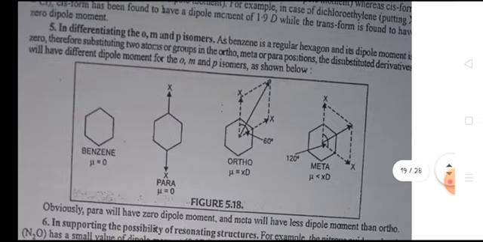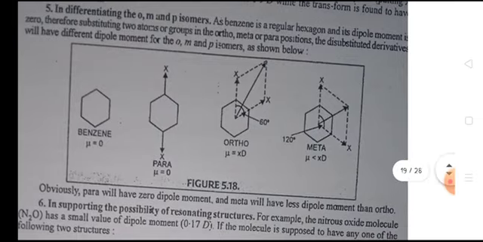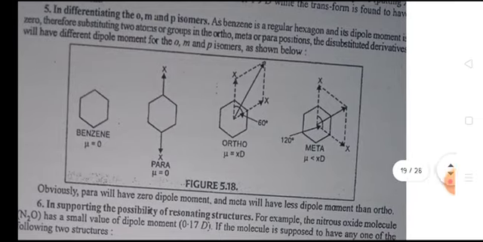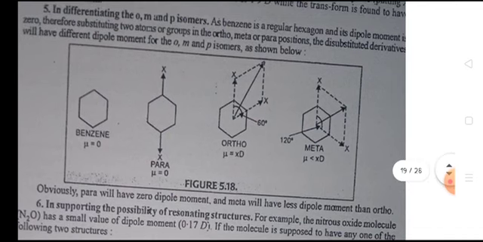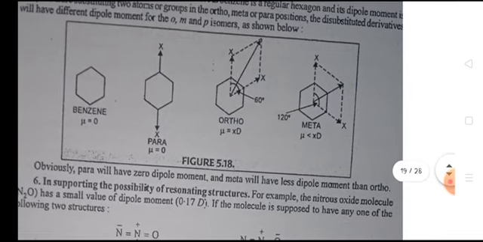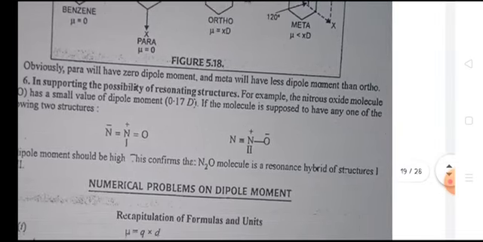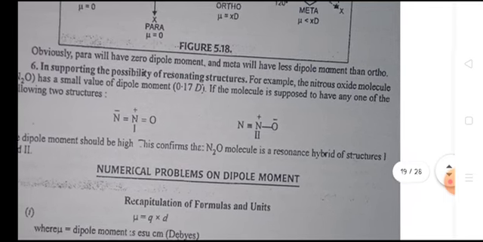In differentiating the ortho, meta, and para isomers, as benzene is a regular hexagon and its dipole moment is zero, substituting two atoms or groups in ortho, meta, and para positions, the di-substituted derivatives will have different dipole moments for the ortho, meta, and para isomers. Obviously, para will have zero dipole moment and meta will have less dipole moment than ortho.